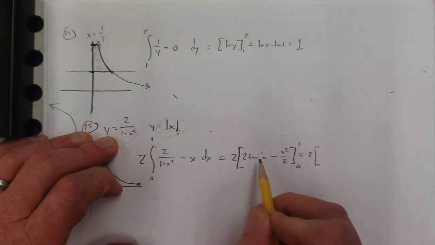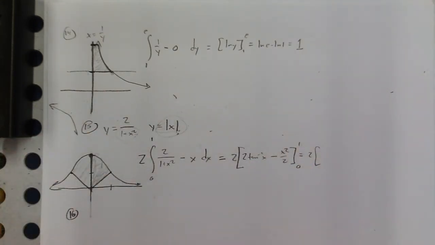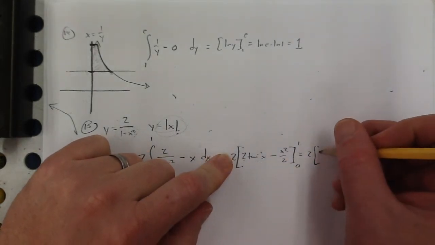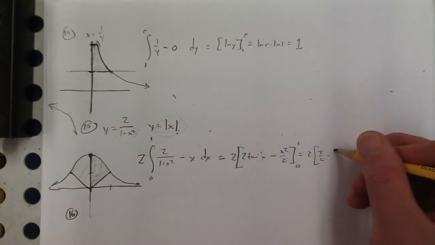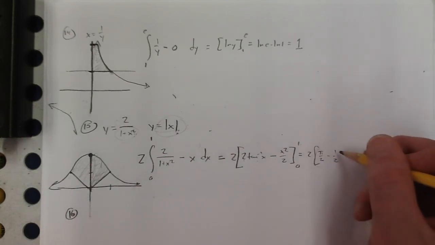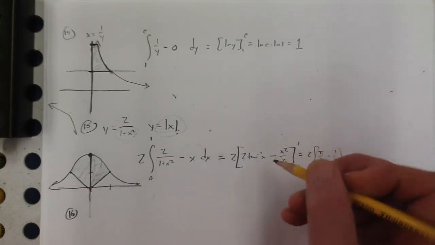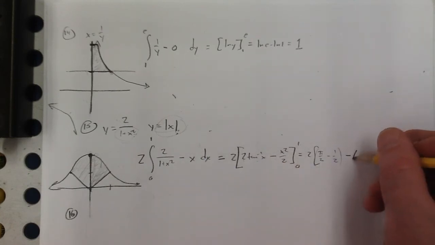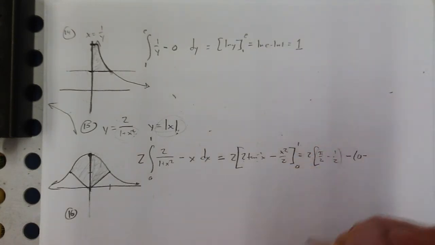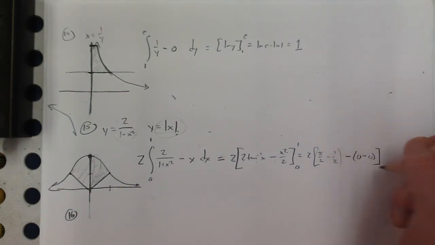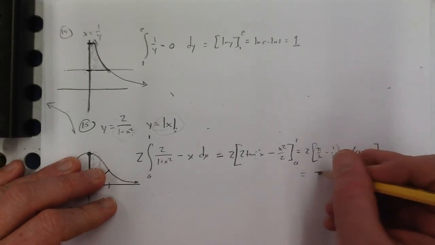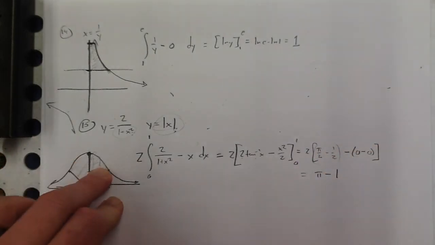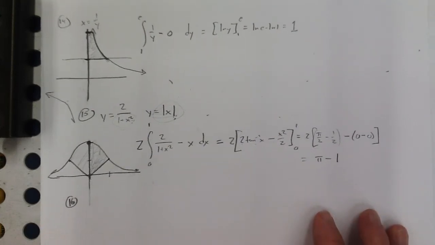So what's the tangent inverse of 1? Well, that's the same as saying what angle has a tangent of 1. That's pi over 4. So 2 times pi over 4 is pi over 2 minus 1 squared over 2 minus, what's the tangent inverse of 0? It's 0. And then what's 0 squared, that's just a whole bunch of 0 there. So 2 times that, that looks like pi minus 1 is our area. All right.